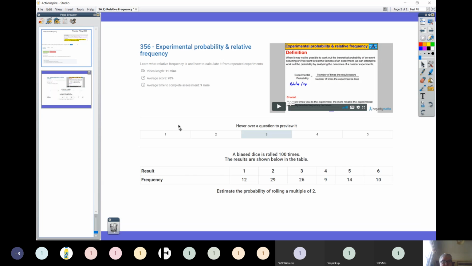What I want you to do, please, is the Hegarty exercise number 356. To be honest, I thought the way he was explaining it and the graphics he's got access to, he's got much more sophisticated software, make his video better than anything I could do live now. So on this occasion, I'm not going to be running you through it. Please go over and play the 356 video. I have set it up on Hegarty Maths, so it should be there ready for you to do.